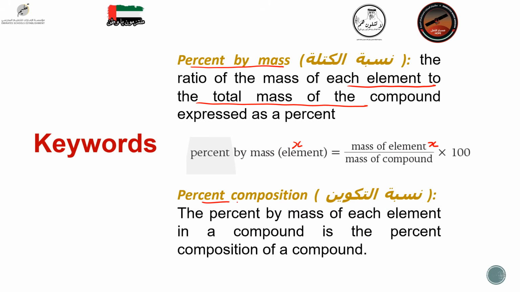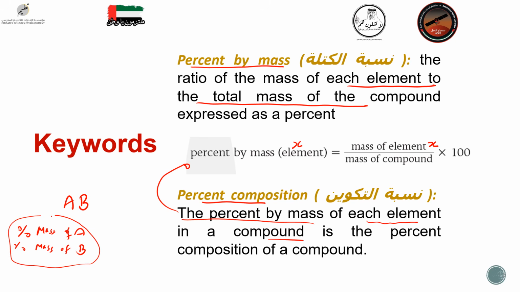Now the percent composition is the percent by mass, this equation, for every element in a compound. What does that mean? If I have a compound AB, and I found the percent by mass of A and the percent by mass of B, this is called the percent composition of AB. And how do we find the percent by mass? By this equation, super easy.